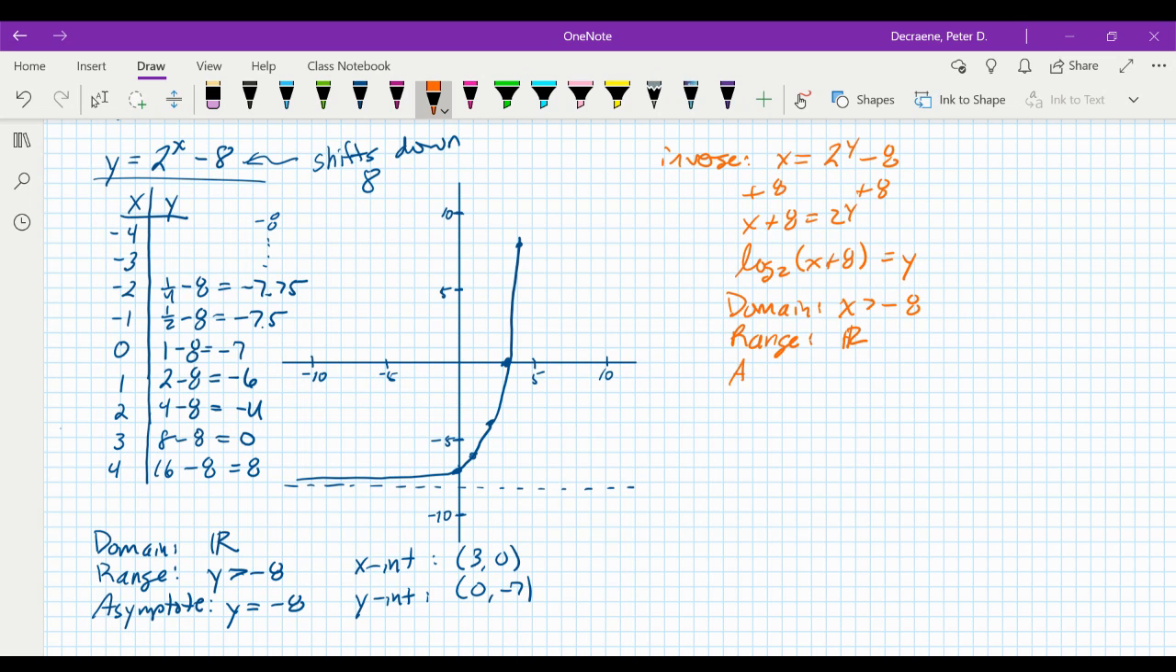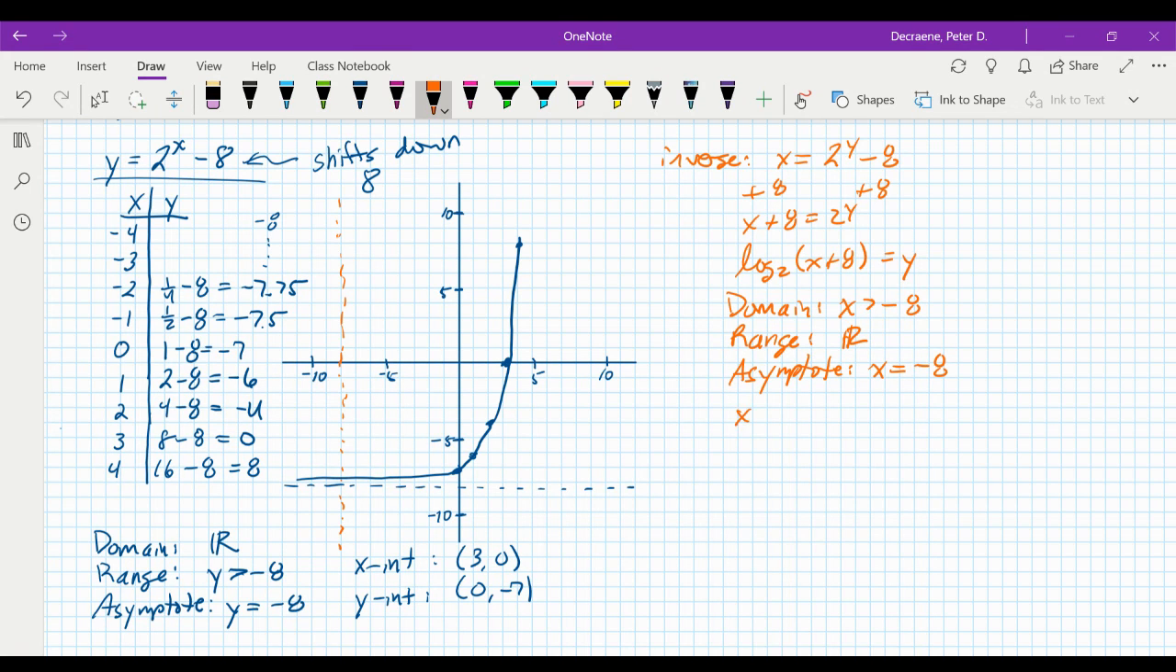The asymptote is going to be x equals negative 8. So let's graph that one in right now, and then we'll get the intercepts in there. The asymptote is x equals negative 8, so that's over here. So I'm going to draw that dotted line in. Remember, we always draw asymptotes as dashed lines.